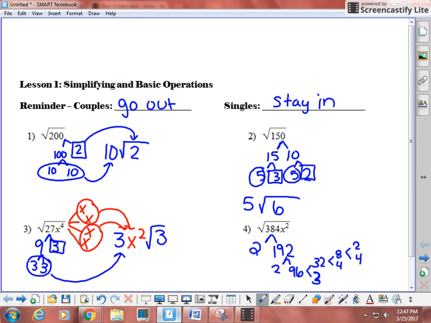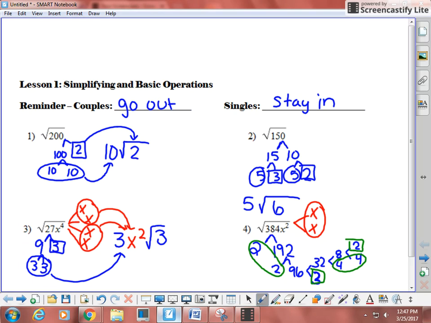Okay, so now let's look for all the couples that we have. So in terms of couples, here's a couple. Here's a couple of 4s. Single 3, single 2. Okay, so now I need to break down my x squared into x and x. And there's a couple of them.